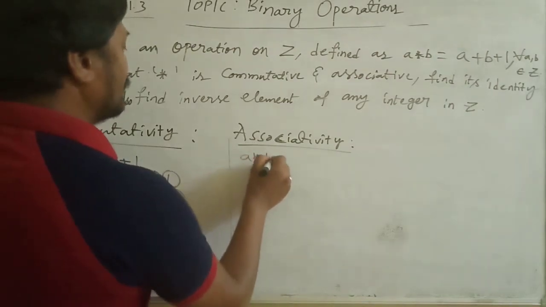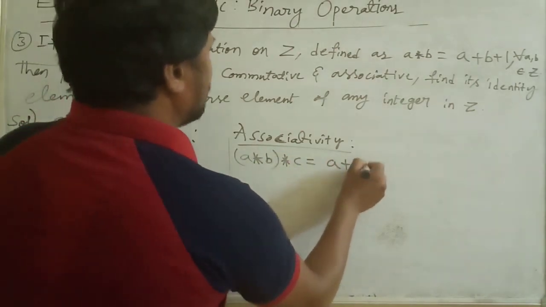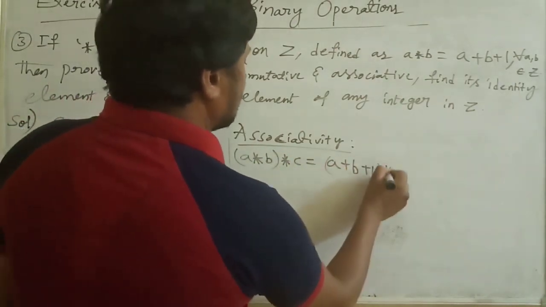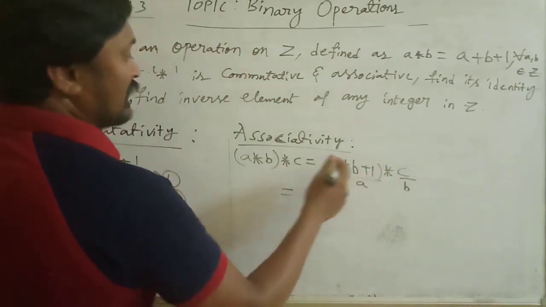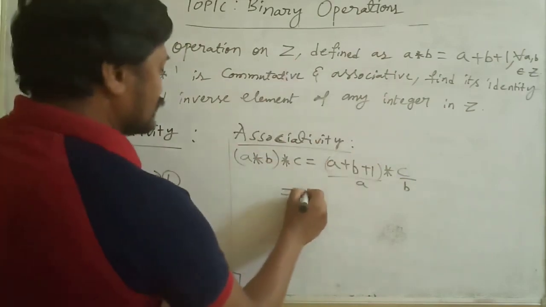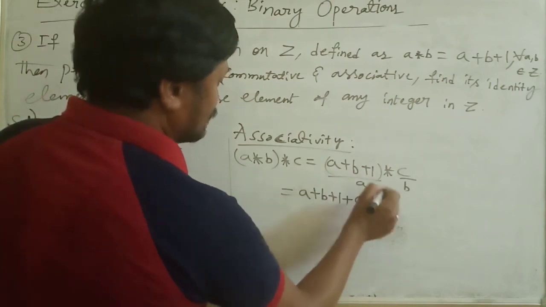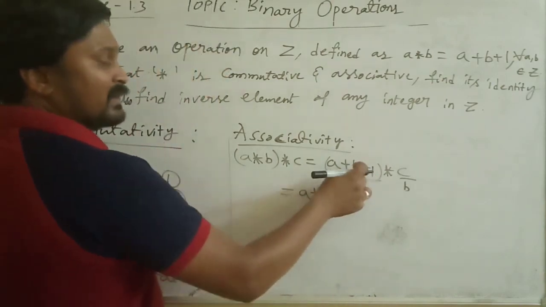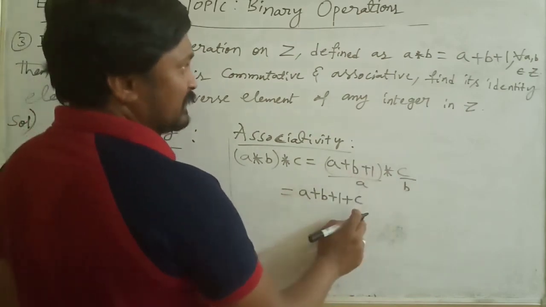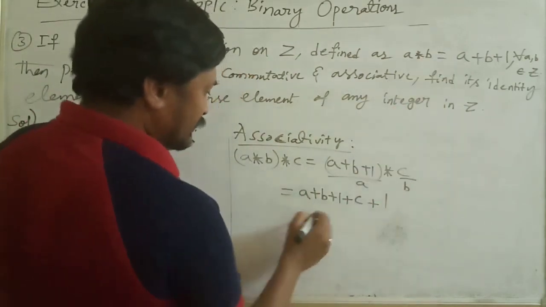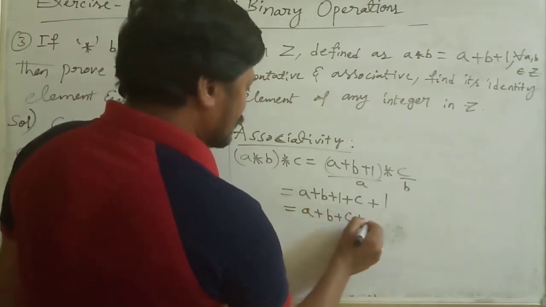A star B star C. A star B means what do you know? A plus B plus 1. Star C. So this whole becomes A and C becomes B. A star B means add all and then plus 1. So A plus B plus 1: A means here A plus B plus 1, and then B means here C. So now A plus B done, then plus 1. So when you write this part, we get A plus B plus C plus 2.